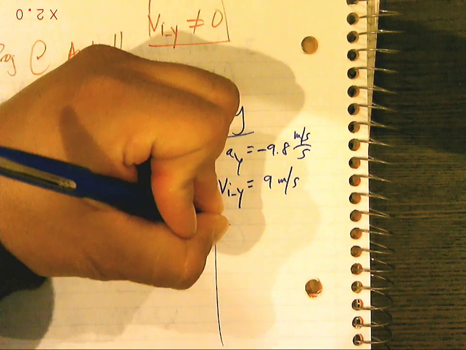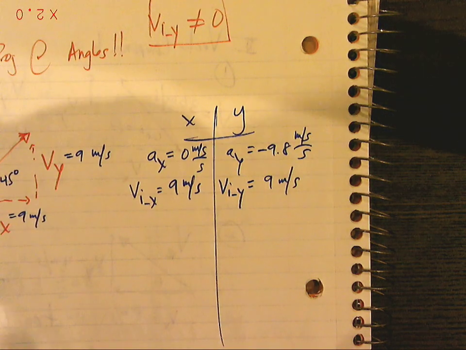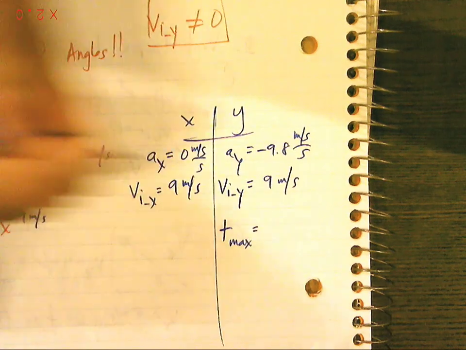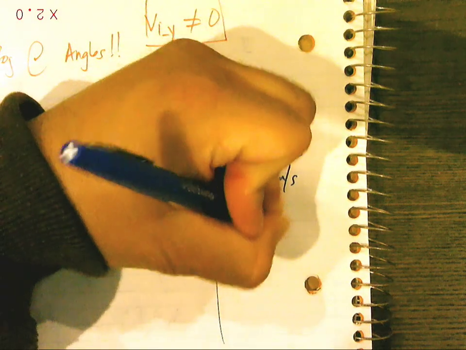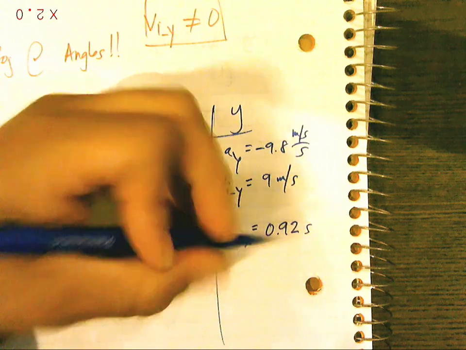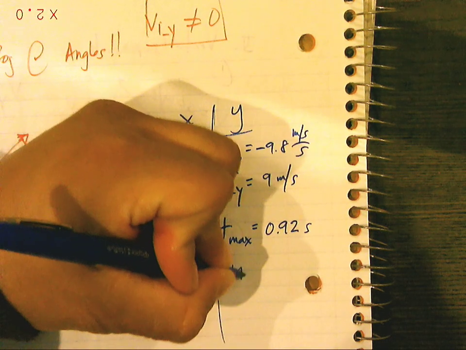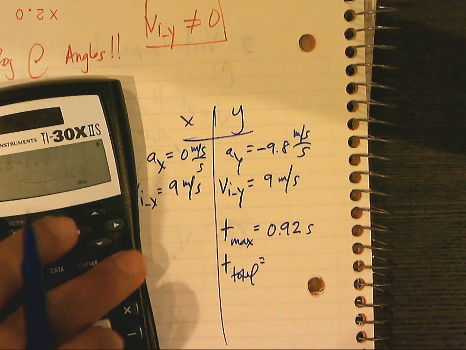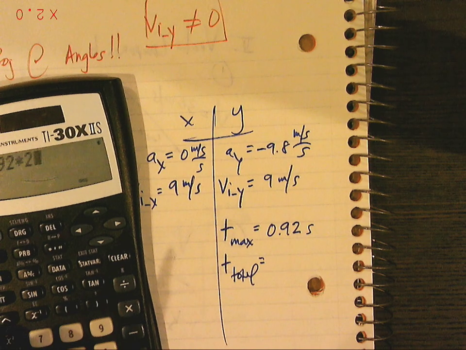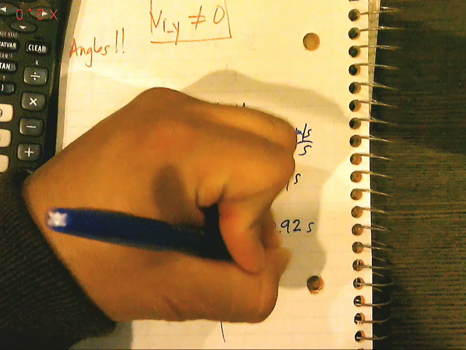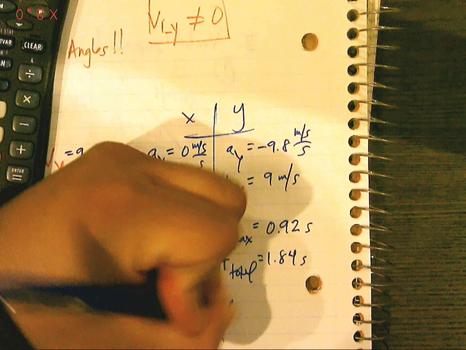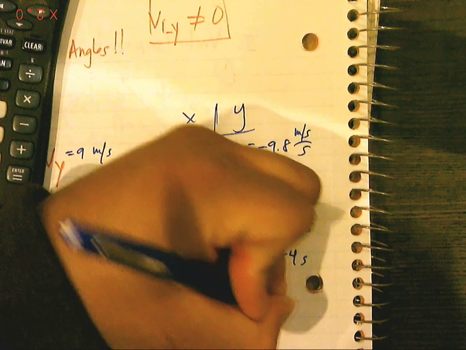And now what is the time it takes for the total flight? The time till max is 0.92 seconds. Well, I know the total time, if that's just halfway there, I take 0.92 times 2. I know this is sad, I'm using a calculator. I think it's 1.84. Ooh, 1.84 seconds total flight. And I also know my velocity at max height equals 0 meters per second.